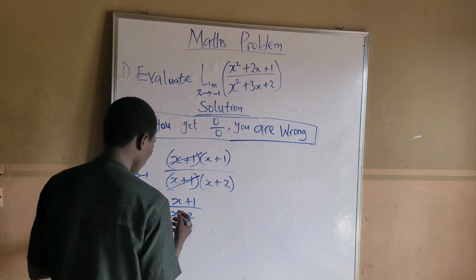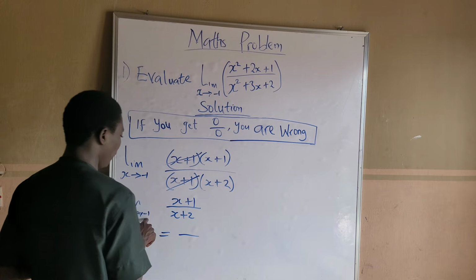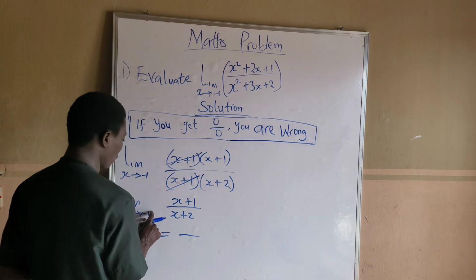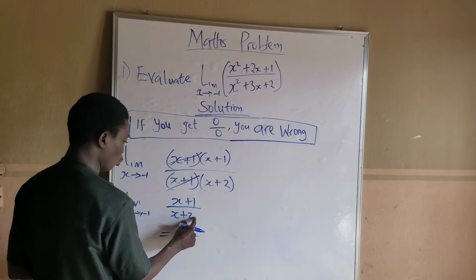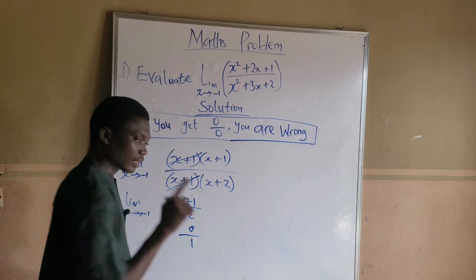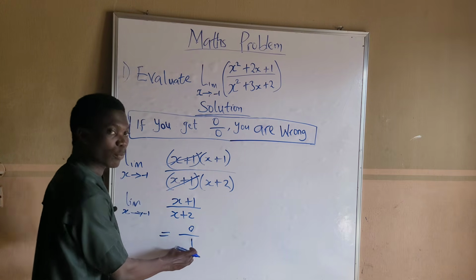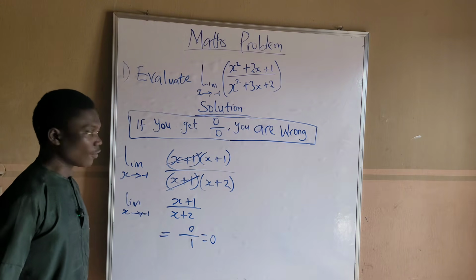Okay, so now at this point, we can substitute -1 into this. If we substitute -1 into this, here will be -1 plus 2, that will be 1. Here will be -1 plus 1, that will be 0. Take note, this is acceptable in mathematics because it will give us what? 0. It will give us 0.